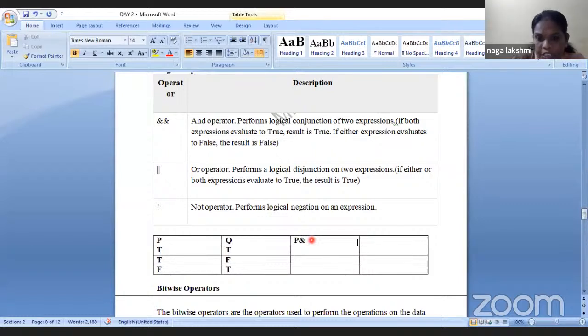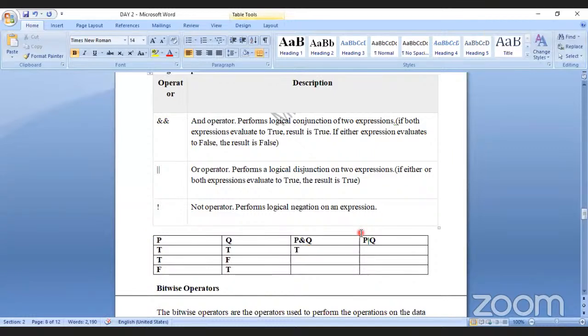Okay, next P OR Q. Here OR is nothing but the exclusive operator. Now, P AND Q. Everyone remember here P and Q means what? If two conditions are true, then only it is going to be true. It is going to be a true value, right?